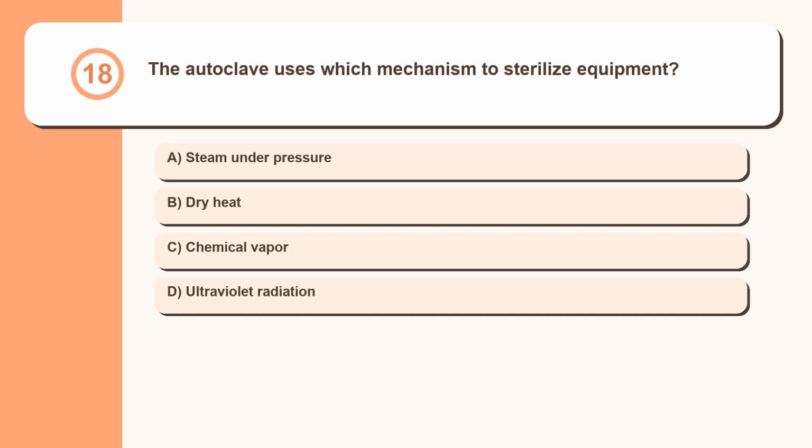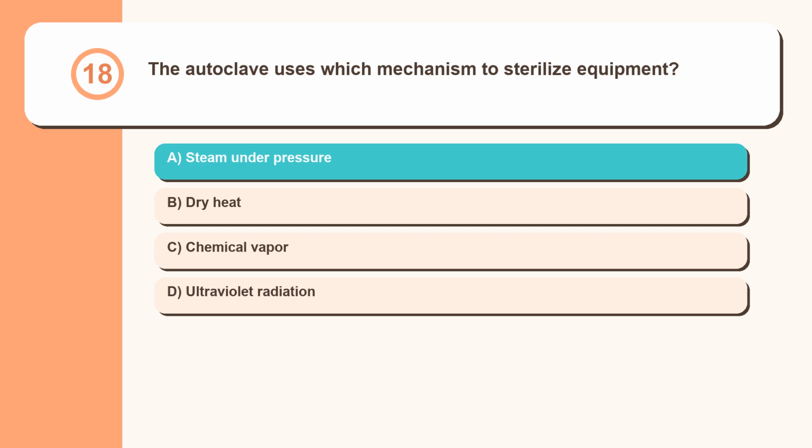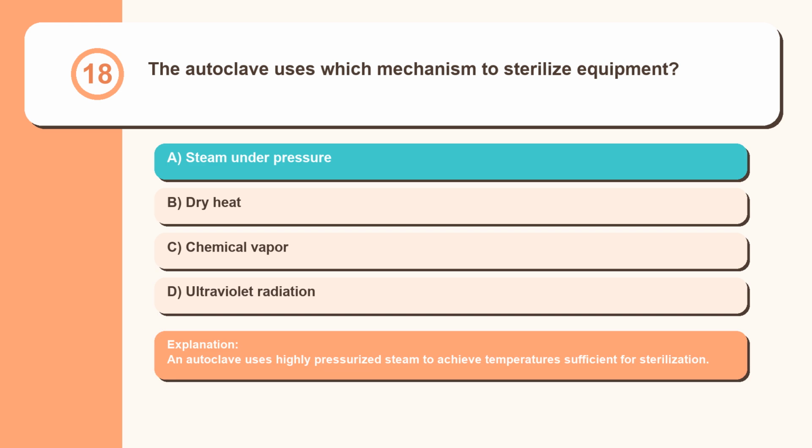Question 18. The autoclave uses which mechanism to sterilize equipment? Steam under pressure, dry heat, chemical vapor, ultraviolet radiation. An autoclave uses highly pressurized steam to achieve temperatures sufficient for sterilization.